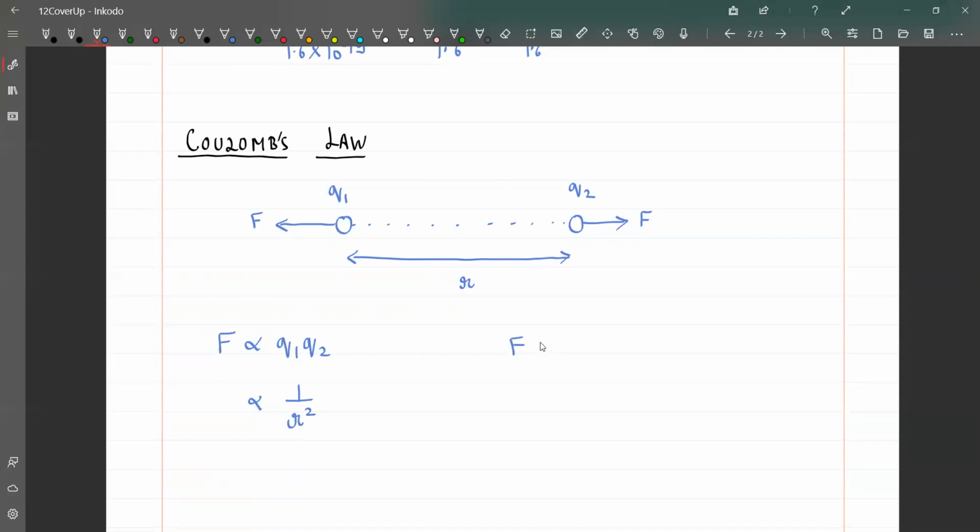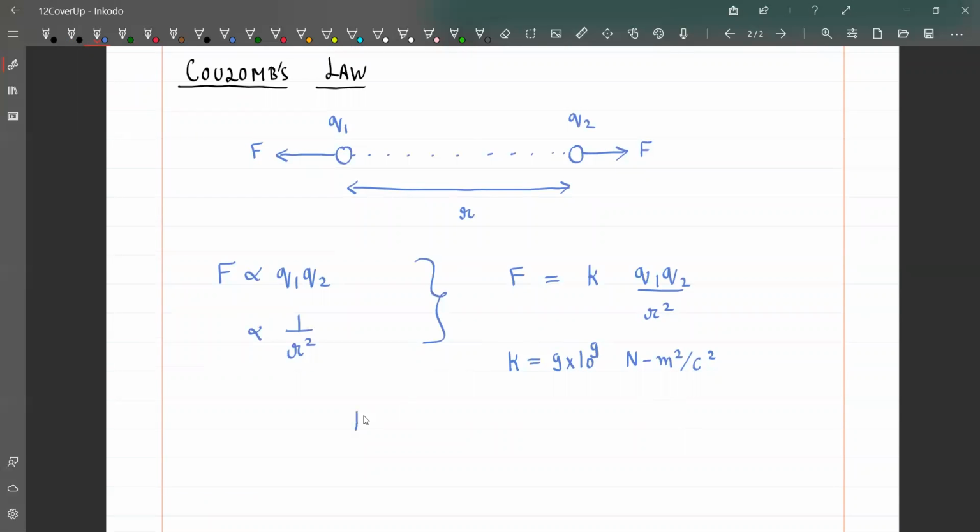Combining this, we get the result that F is equal to K Q1 Q2 over r squared, where K is a proportionality constant whose value is 9 into 10 raised to 9, and its unit is Newton meter square divided by Coulomb square.